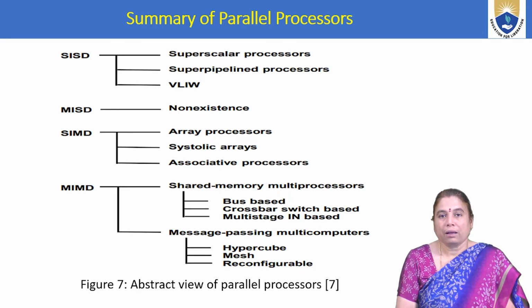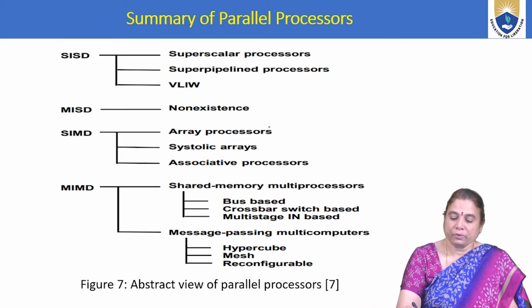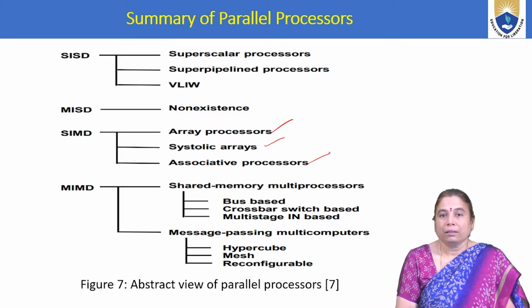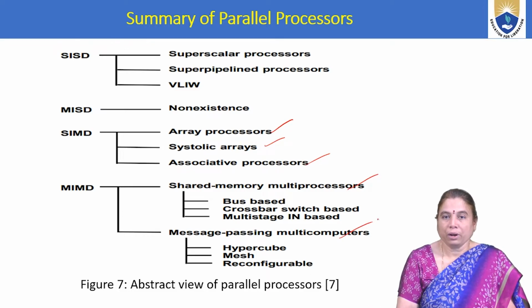SIMD achieves parallelism with the help of array processors, systolic arrays, and associative processors. Here the memory can be content addressable, so that SIMD can use the associative processors and execute the concurrent execution of the program. Next is MIMD. MIMD can use two techniques for sharing the data. That is the shared memory multiprocessors or message passing multicomputers.